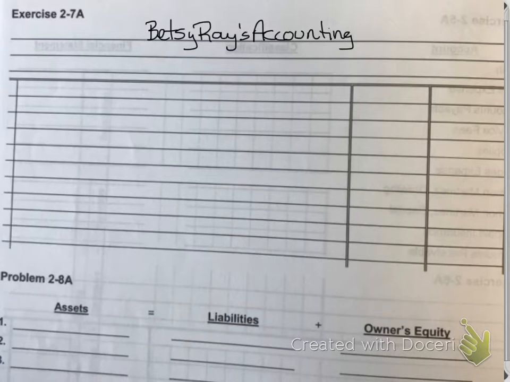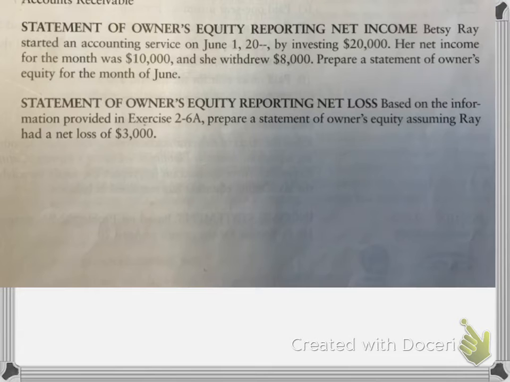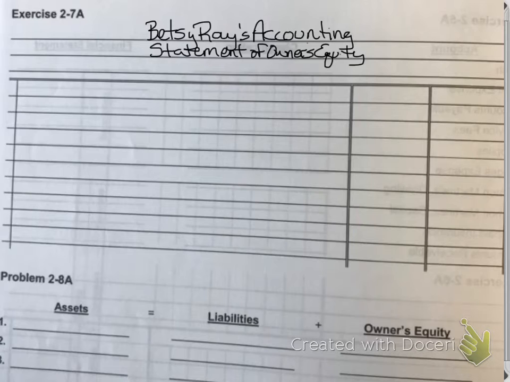The second line is always the name of the financial statement. So this is the statement of owner's equity. And then the third line is the date line. If you remember, for the statement of owner's equity, it is always for the period of time covered. And if we look back, it is for the month of June. So we will have: for the month ended June 30th, 2020.